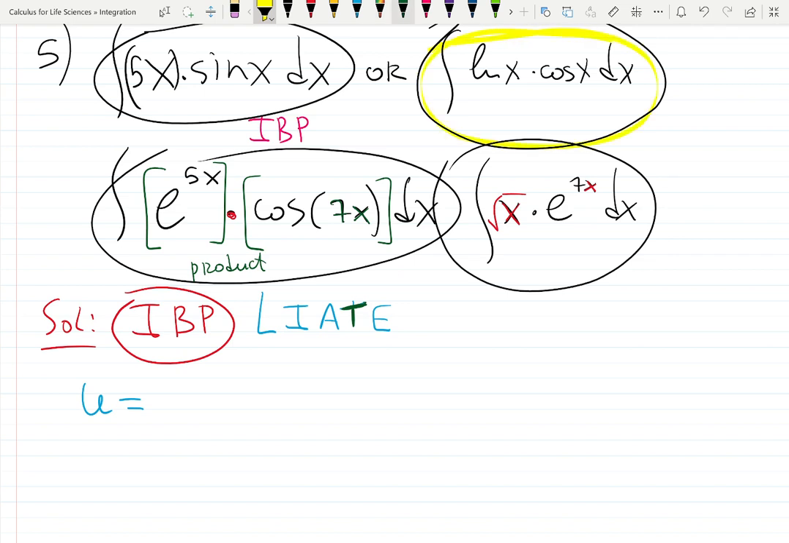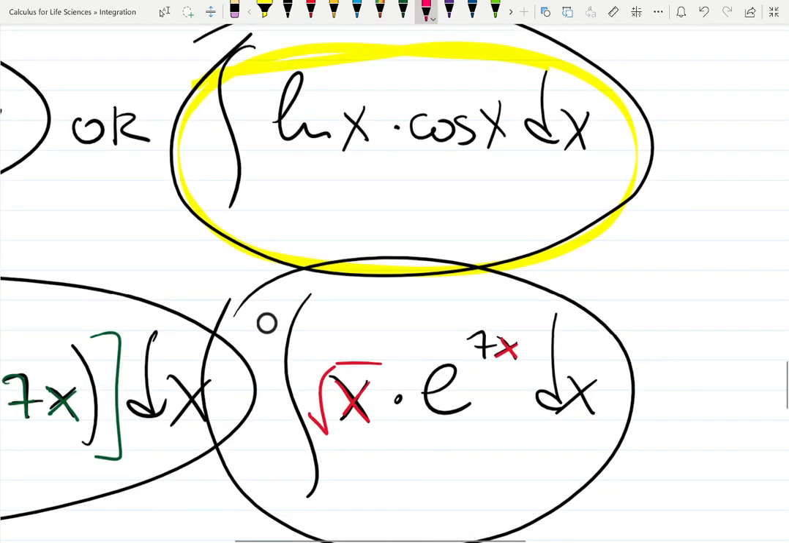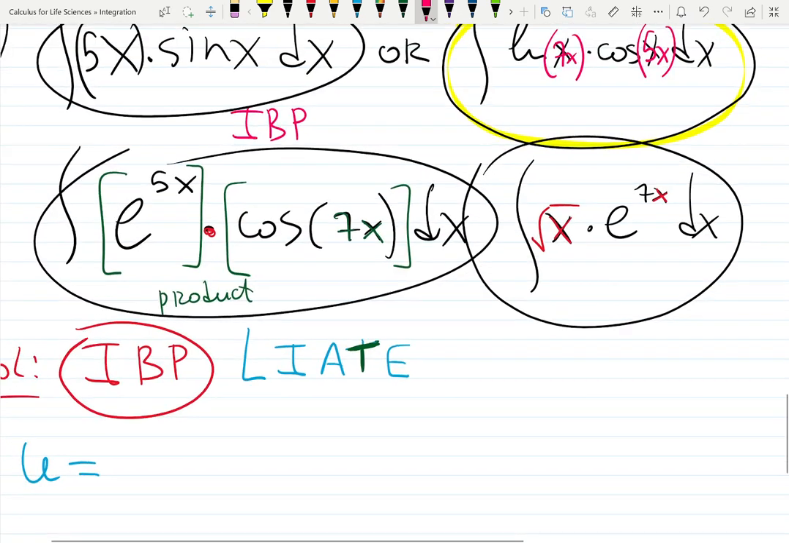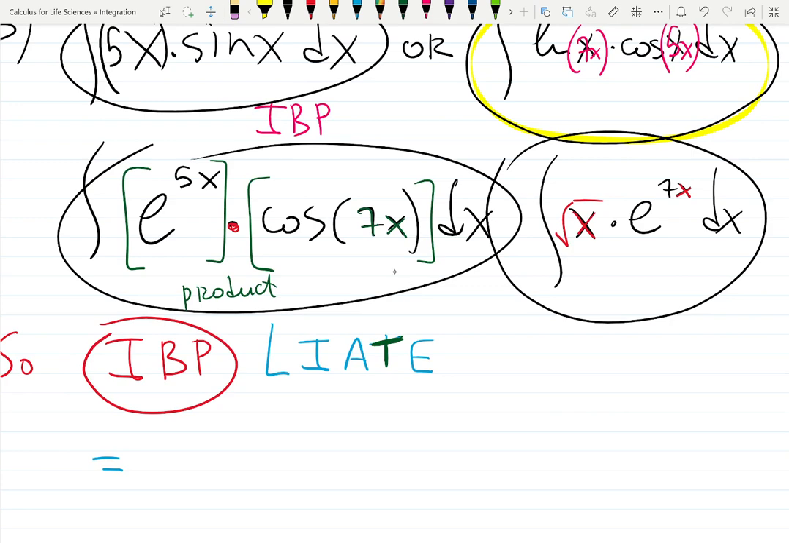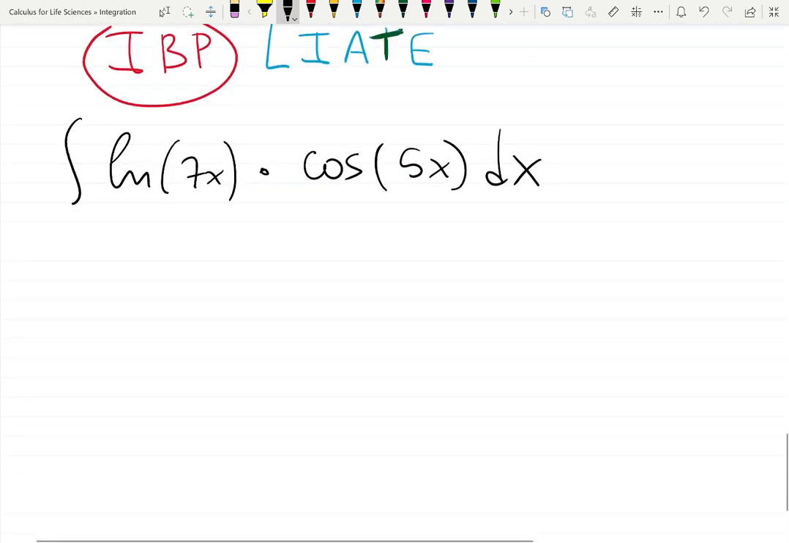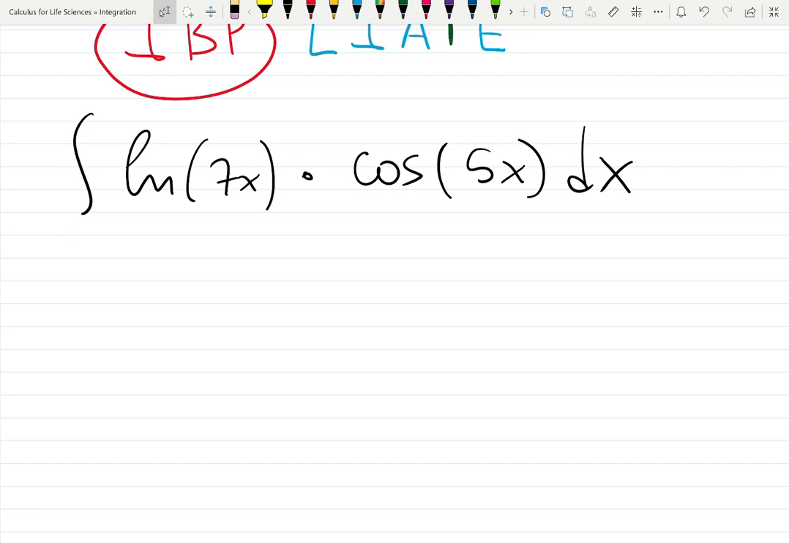But let's make it more interesting. I wanted to practice what to do with 5x and log of 7x. So let's do this one. I will just rewrite it for you. Solution, let's just do this one. Integration by parts, LIATE. Example: integral of ln of 7x multiplied by cosine 5x dx. Recursive integrals are fun, but they take lots of time, so you will not see them on a test.